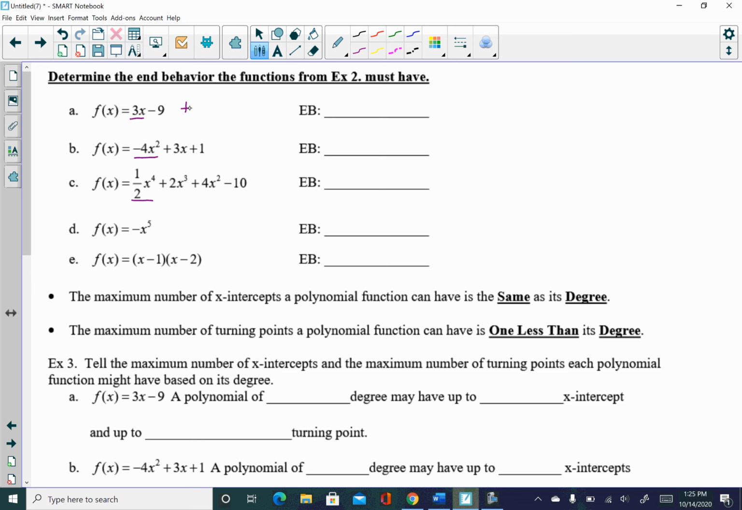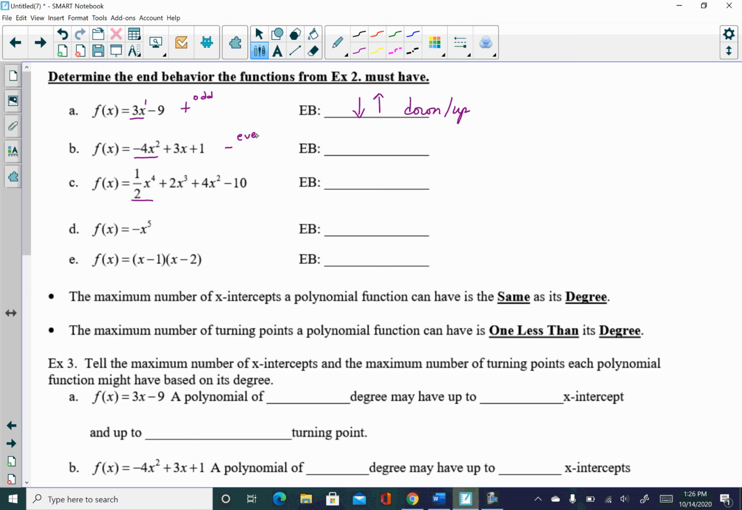So I have a positive value, and this is to the first power, so we know 1 is an odd number. So odd behavior is always going in different directions, but since it's positive, it's going to be rising from left to right, so that means it is down then up. And you can write it, if you prefer to just write down and then up instead of using arrows, by all means do that. Notice the next one, the leading coefficient is negative and it's raised to the second power, which is an even number.